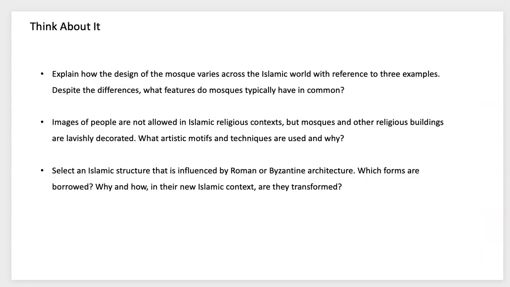So different things to think about, and you'll be responding to in your discussion post for this week. But I think these are some questions, thinking about how the various mosques across the Islamic world, what they have in common, what they don't have in common, how they're similar but different. Images of people are not allowed in religious contexts, and just how that affects the artistic techniques. And then, of course, the structures being so influenced by the Roman and Byzantine architecture, and who they borrowed from and why, and then again, how they transform them.